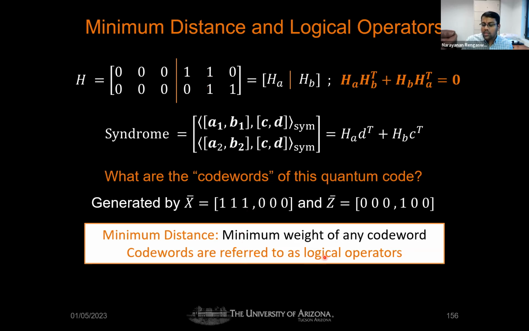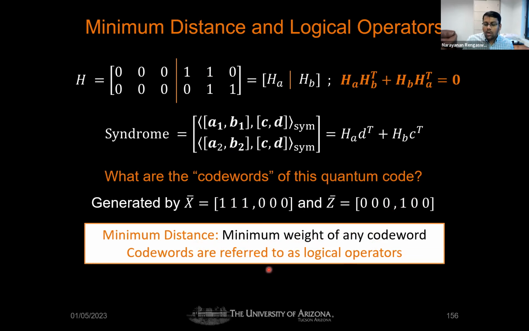And this is what we call logical operators. And the minimum distance of the code is the minimum weight of any logical operator. So in this case, the weight of the Z is just 1. And so the weight is just defined as on how many qubits are you applying non-identity or non-trivial Pauli matrices. So this is applying Z on the first qubit, and so the weight is 1. This is applying X on 3 qubits, so the weight is 3. And so for this particular code, the minimum distance is 1 because it's the minimum weight of any code word, and this is a code word.